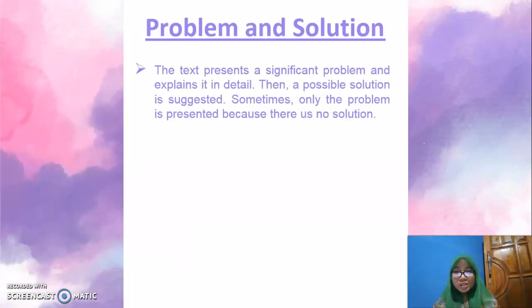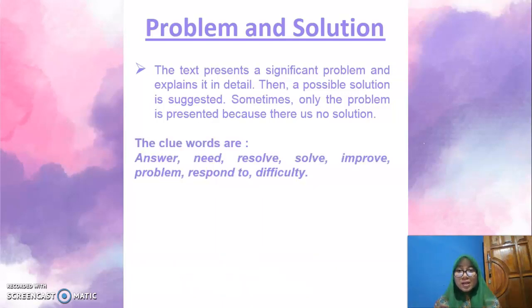Problem and solution. The text presents a significant problem and explains it in detail. Then, a possible solution is suggested. Sometimes only the problem is presented because there is no solution. The clue words are answer, need, resolve, solve, improve, problem, respond to, and difficulty.